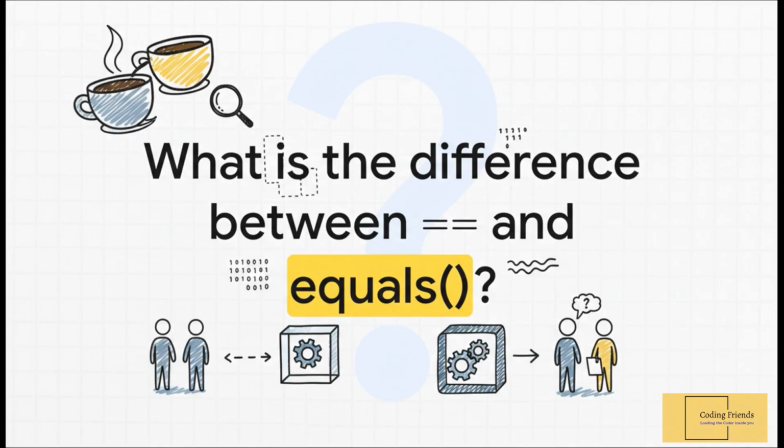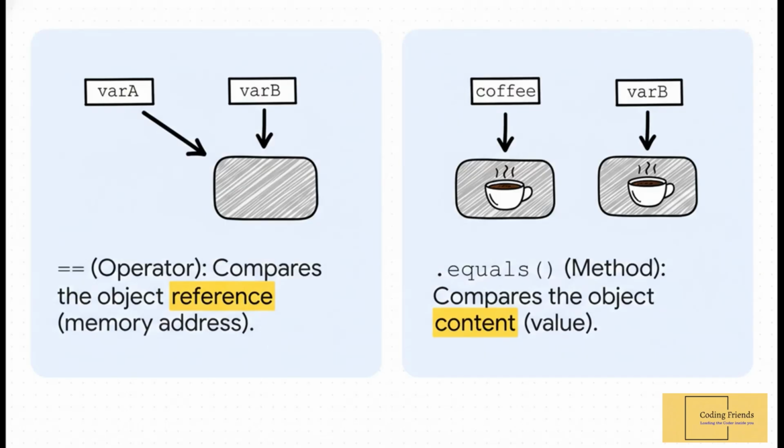What's the difference between the double equals operator and the .equals method? Now this trips up a lot of people. It's a fantastic opportunity for you to show you're precise and you really understand how Java works with objects. And here's the core of it. The double equals is an operator. It checks if two variables are pointing to the exact same location in memory. Think of it as asking, do these two have the same home address?